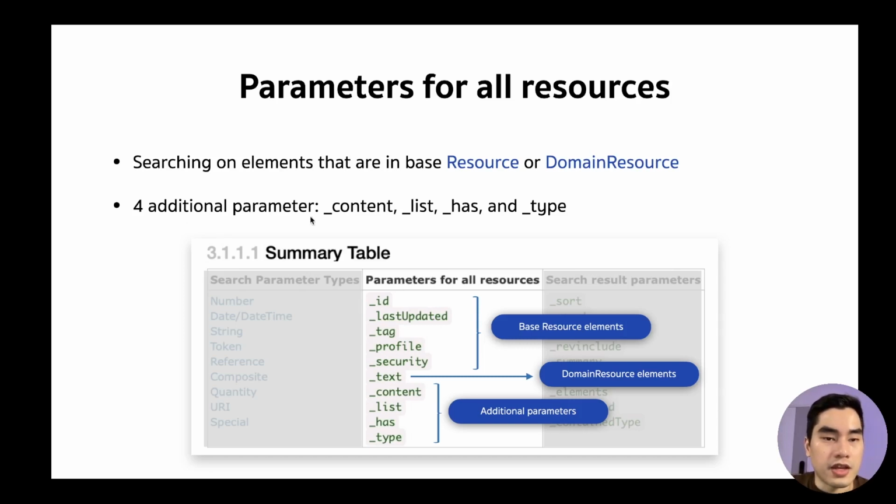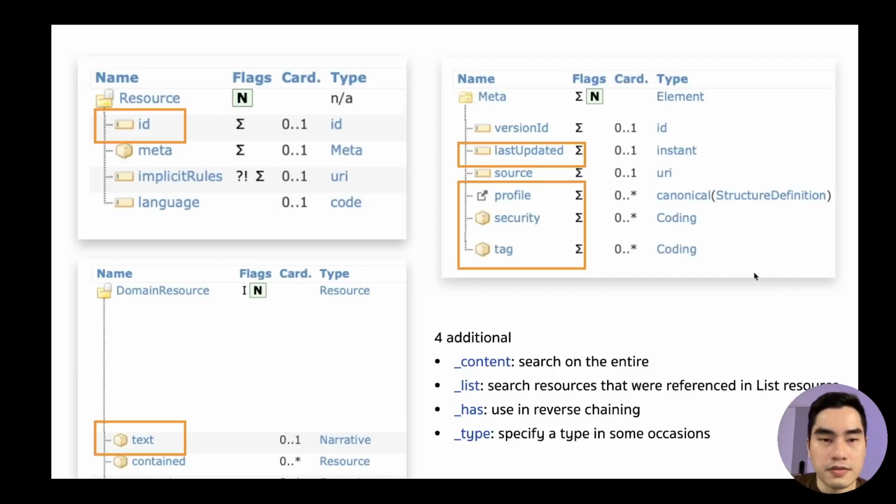And there are 4 additional parameters: content, list, has, and type. 5 of them are from the base resource and text from DomainResource, and these are additional. So this one is okay.